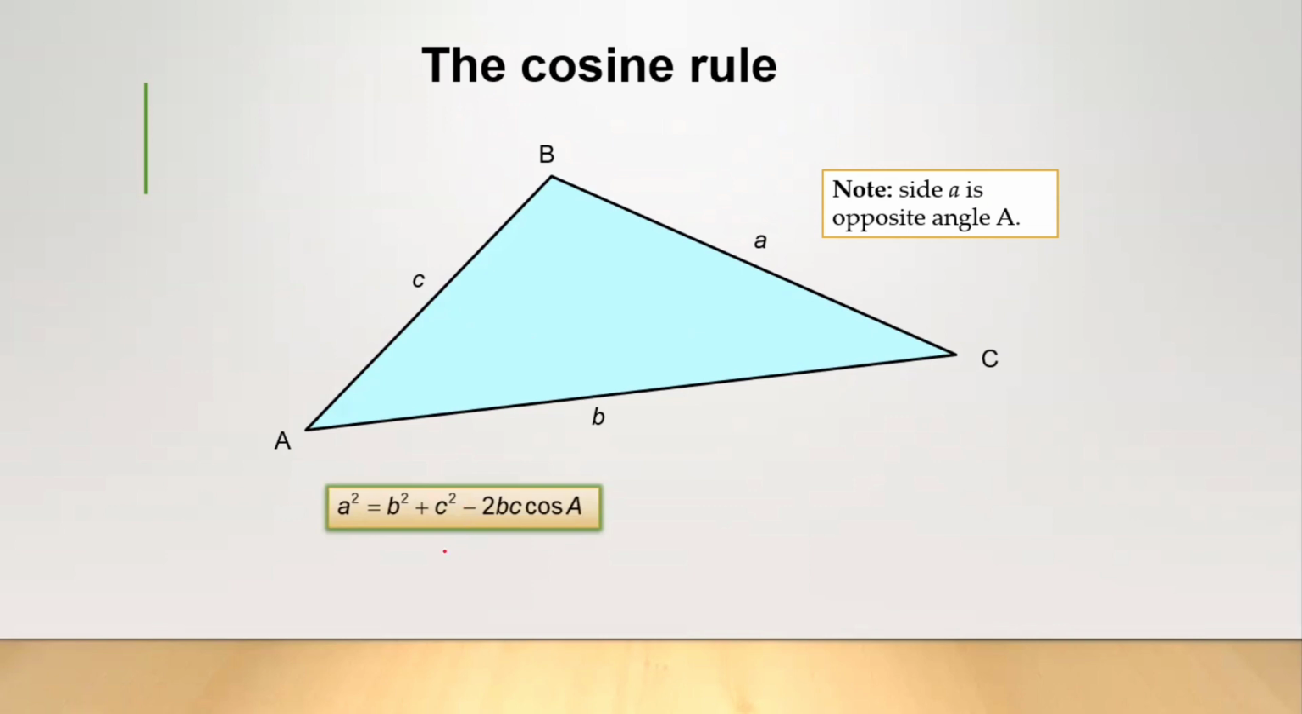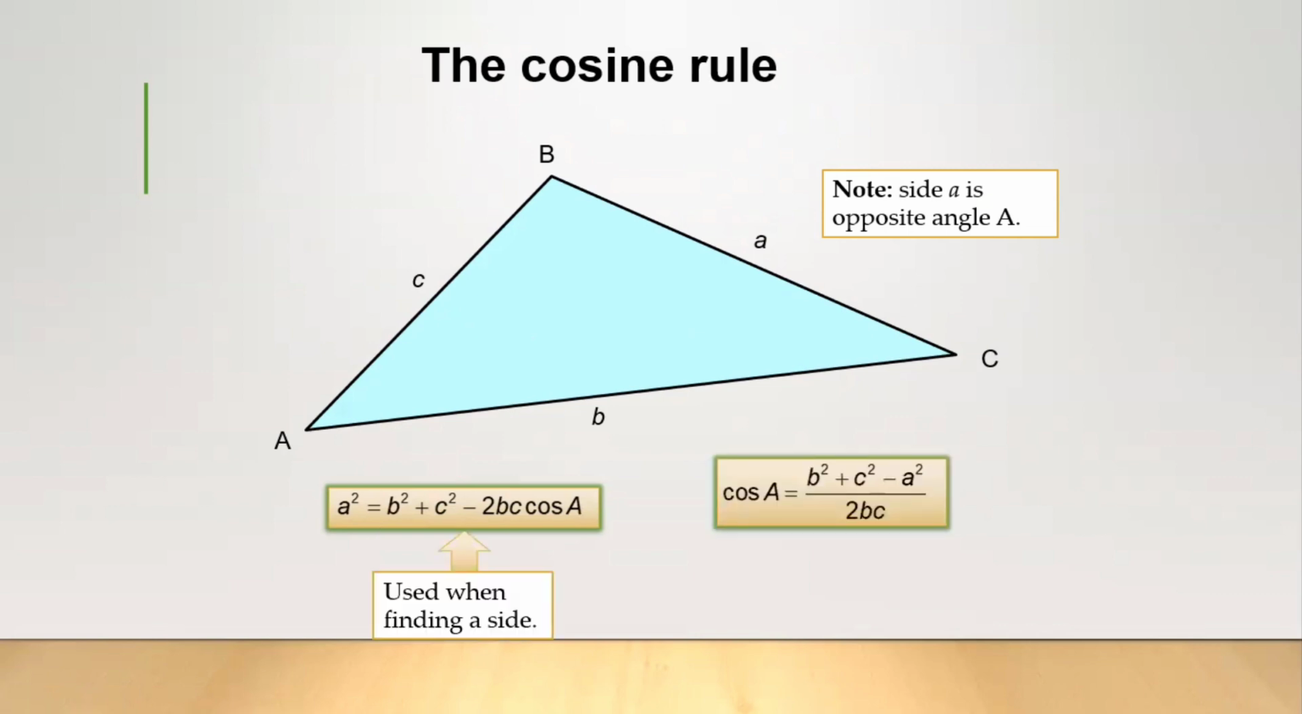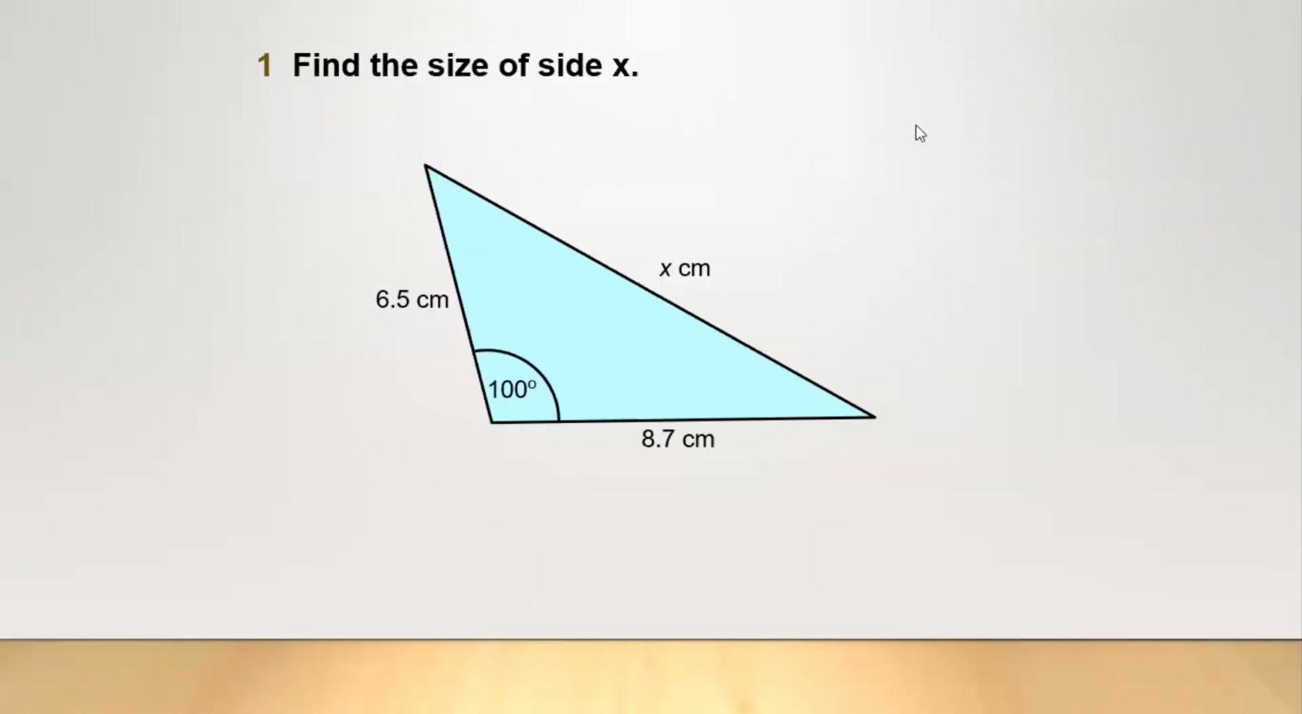This we are using when we have to find a side. Any side, angles are given and the missing side we have to find out, we'll be using this formula. Okay, and then cos A is equal to, this is by rearranging the same formula. So what happens here? We shift the minus 2bc cos A over here. So b square plus c square minus a square upon 2bc. This is what you get, cos A is equal to. So this we are going to use when finding an angle.